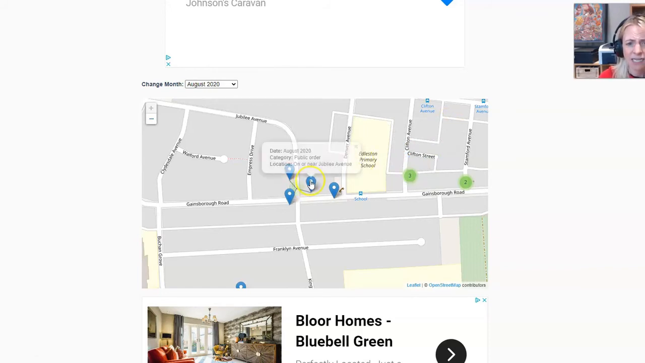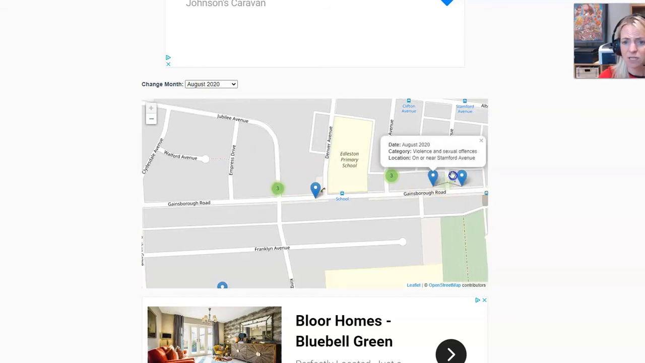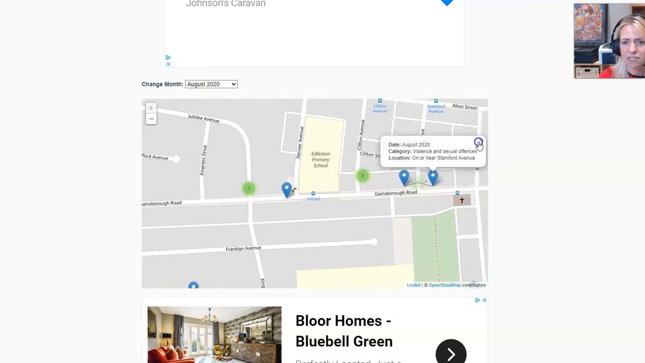And I can click into each of these little indicators on the map, these little pins that tell me what the behaviour or the criminal behaviour was that caused it to be categorised as a crime. Shoplifting on or near Gainsborough Road. So we've got a shoplifter, we've got somebody who's violent, and we have somebody who is being very antisocial. Violence and sexual offences.